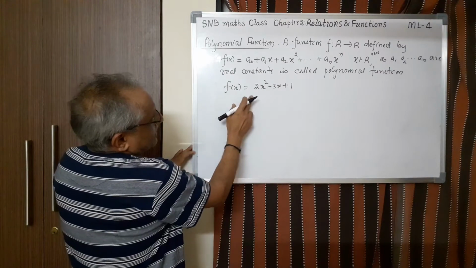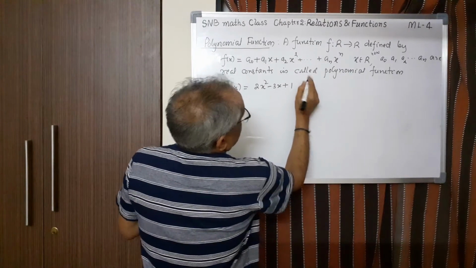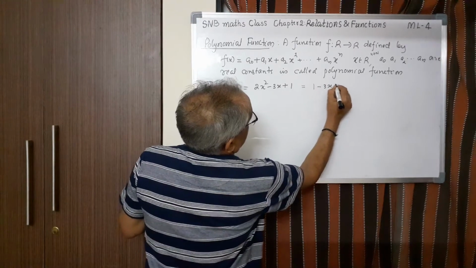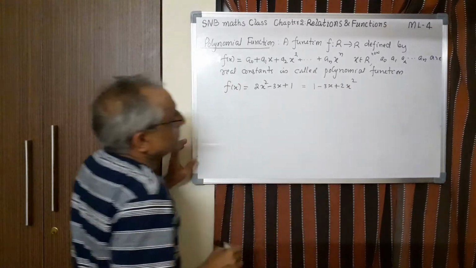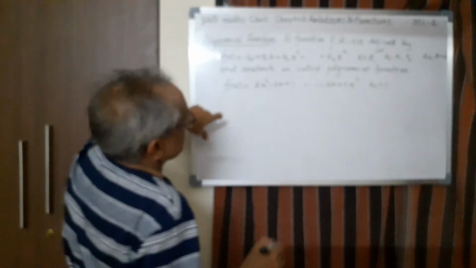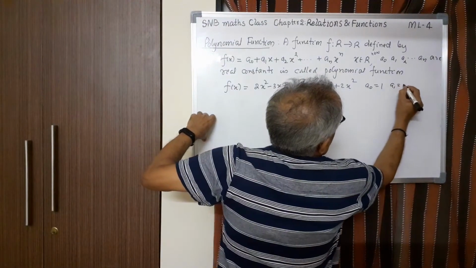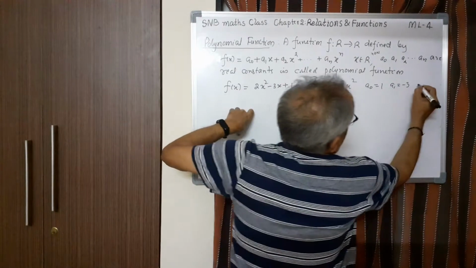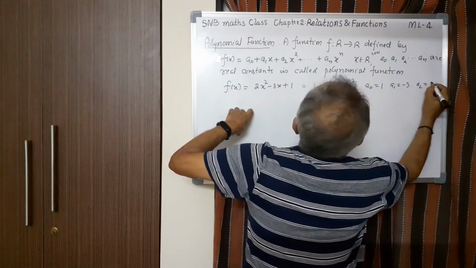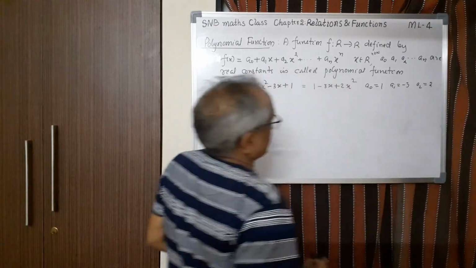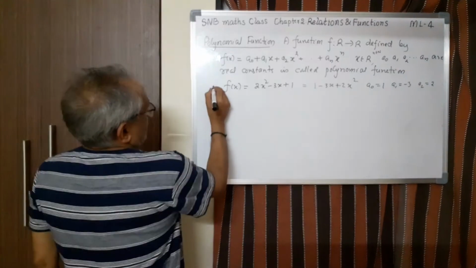So f of x, for example, you can write in the increasing order like this: 1 minus 3x plus 2x square. Now you can compare. Here a naught is 1, the constant is 1. Then a1 is minus 3, the coefficient of x. a2 is here 2. So this is the understanding.